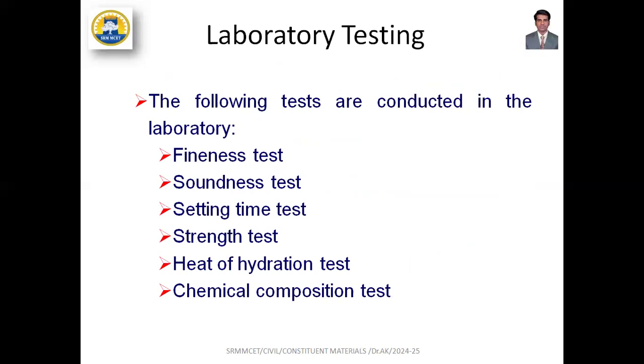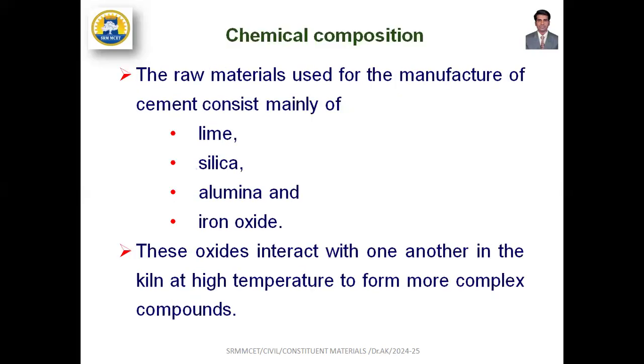In laboratory testing, there are different types of tests: fineness test, soundness test, setting time test, strength test, heat of hydration test, and chemical composition test. There are different types of apparatus used for conducting these laboratory tests. For example, for the setting time test, we use the Vicat apparatus.